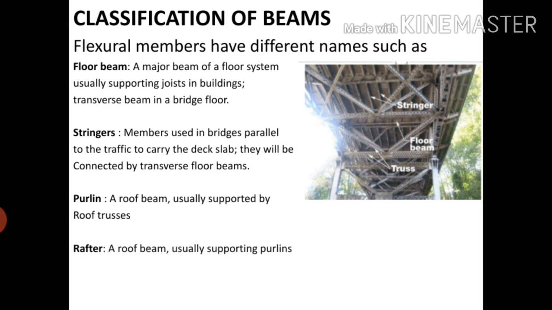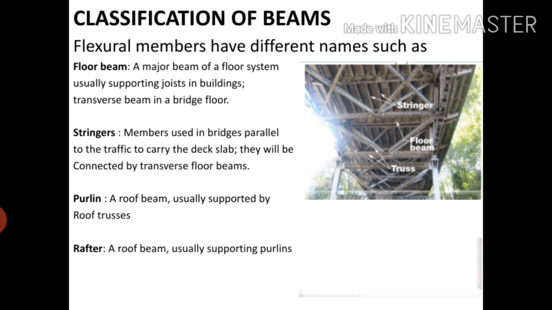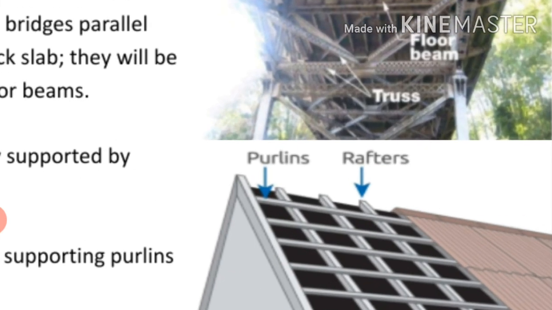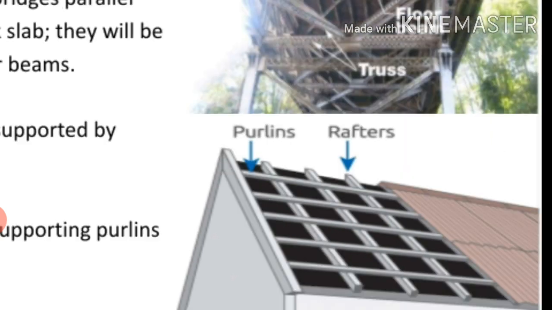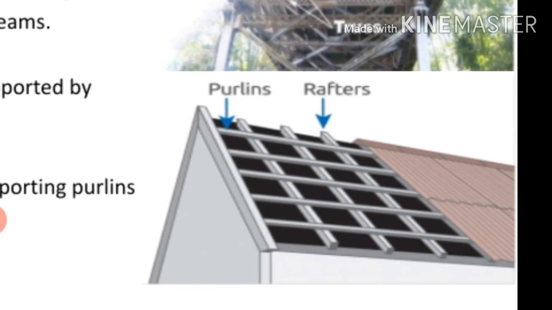And the beam is also called a rafter. It acts as a rafter, that is a roof beam usually supporting purlins. In this figure you can clearly see the purlins and rafters. Purlins are provided over the rafters, and the purlins will support the roof sheeting also.